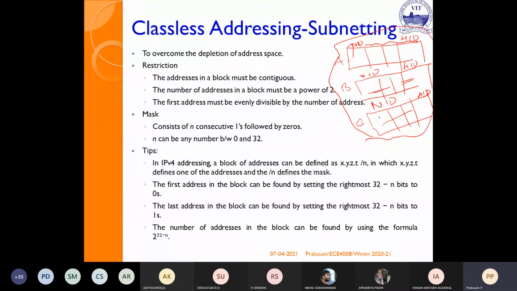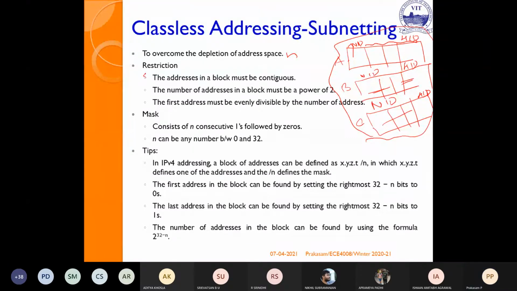But in subnetting, we are purely working based on the number of bits allocated for the network and for the host. We are not going for any specific class, that is, 8 bits for the network and 24 bits for the host if it is class A, 16 bits for network and 16 bits for host if it is class B, 24 bits for network and 8 bits for host if it is class C. That is classful addressing. But here we are not going like that. We are purely working based on the number of bits with different masking. So classless addressing is used to overcome the depletion of address space.